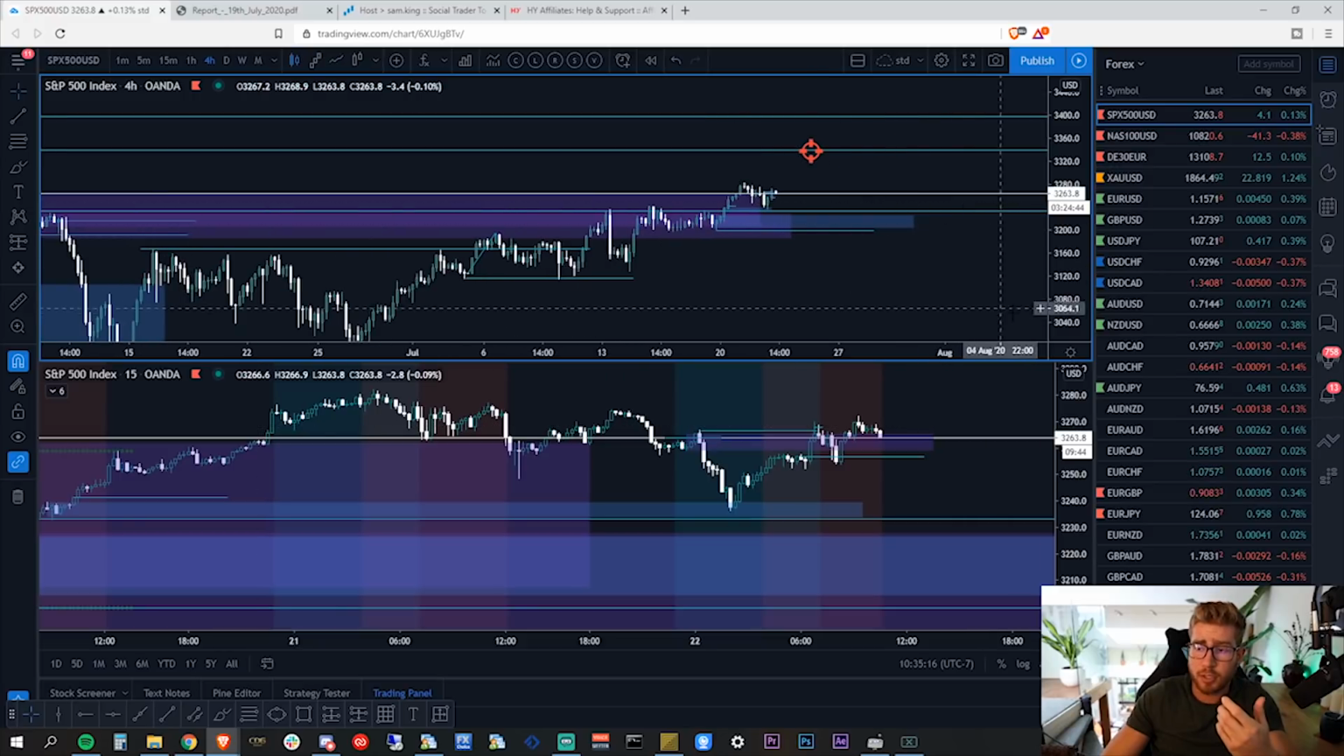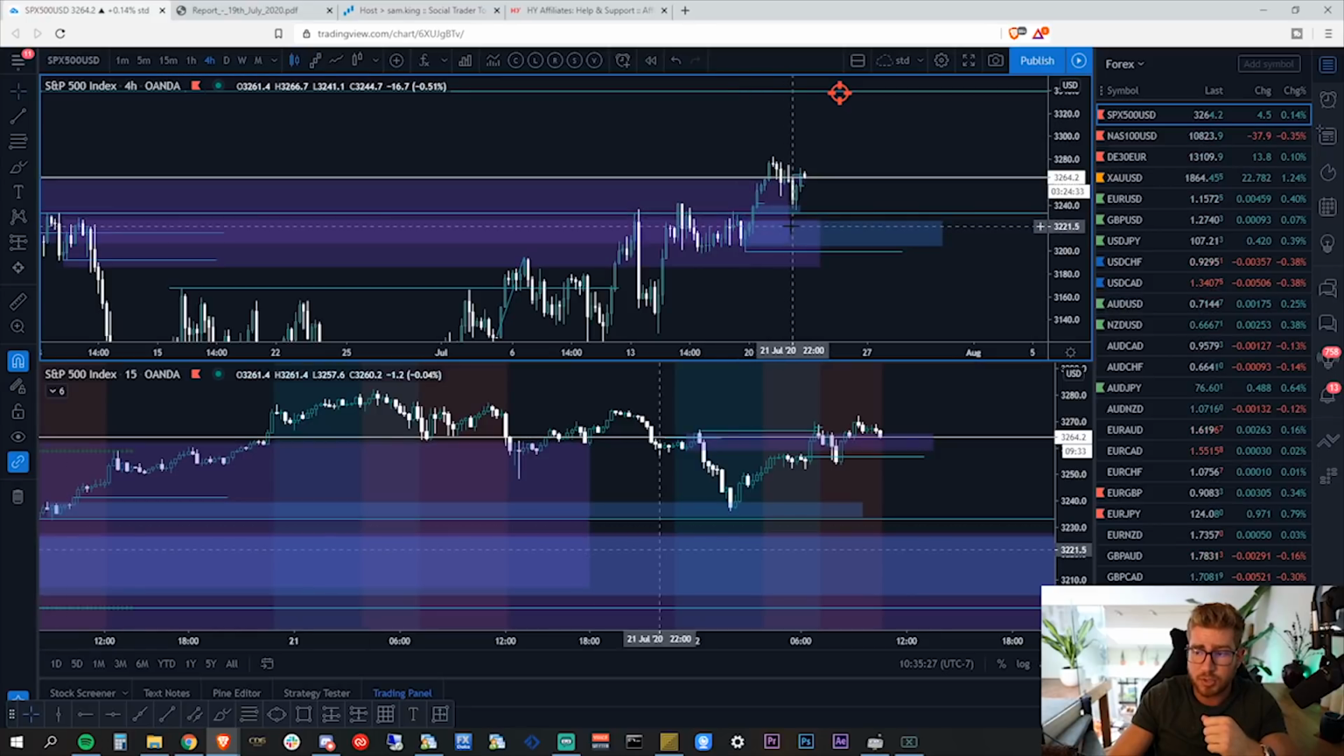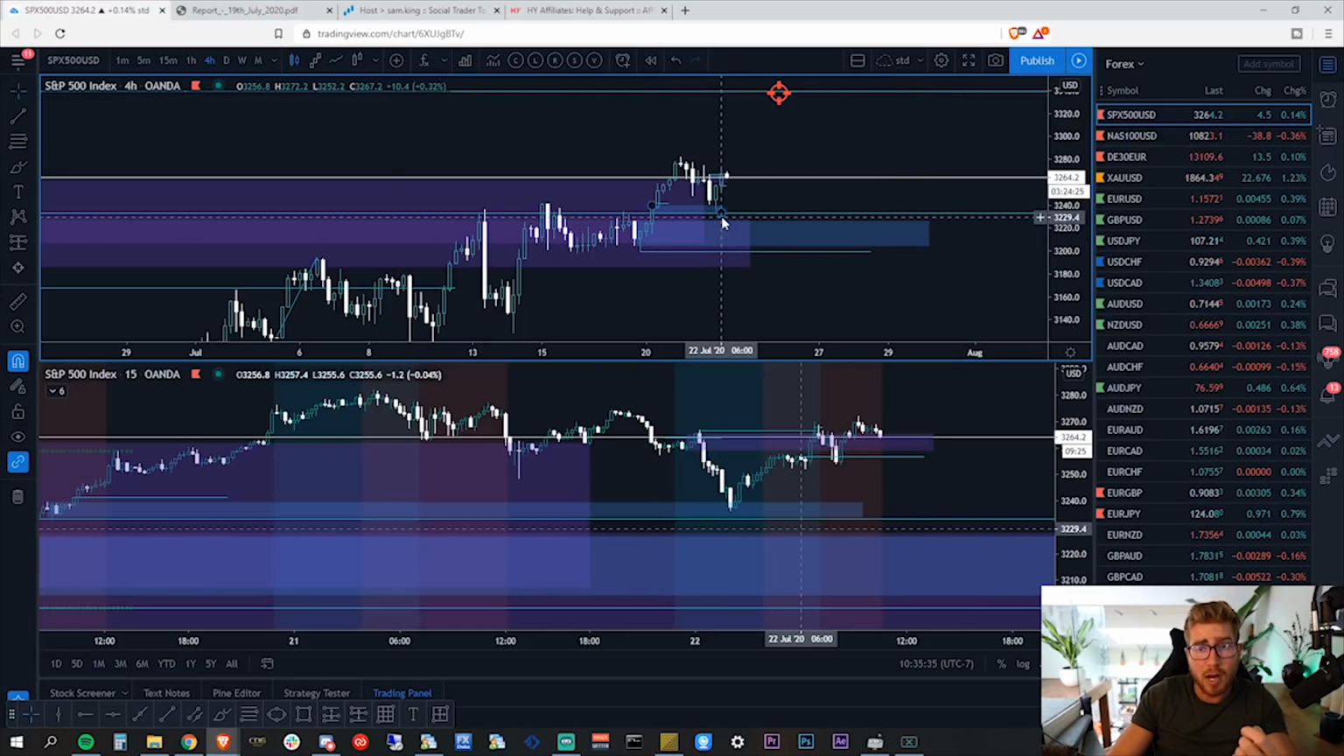So if we look at this, I'm not ever going to want to get into a long immediately, right? I generally am going to want to pull back and wait for these retests of these untested zones. So what I've drawn out here is a nice blue demand zone there for you guys. So we can see that's where I would want to be longing.